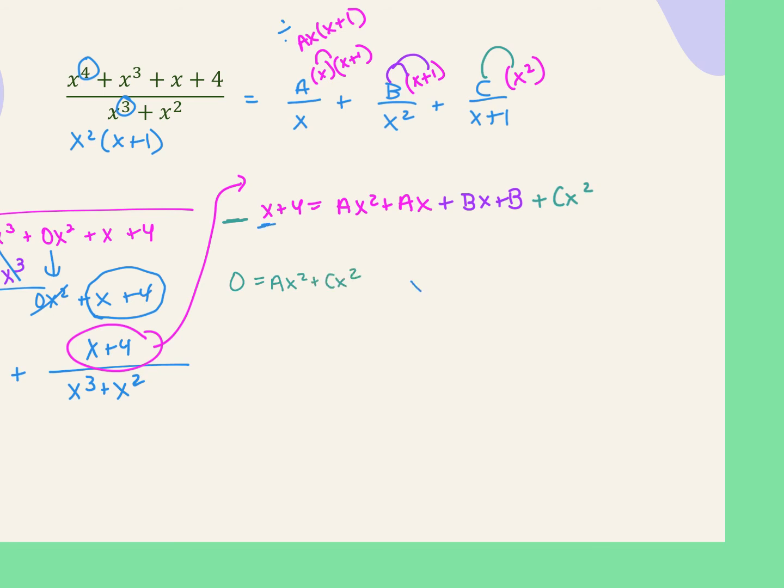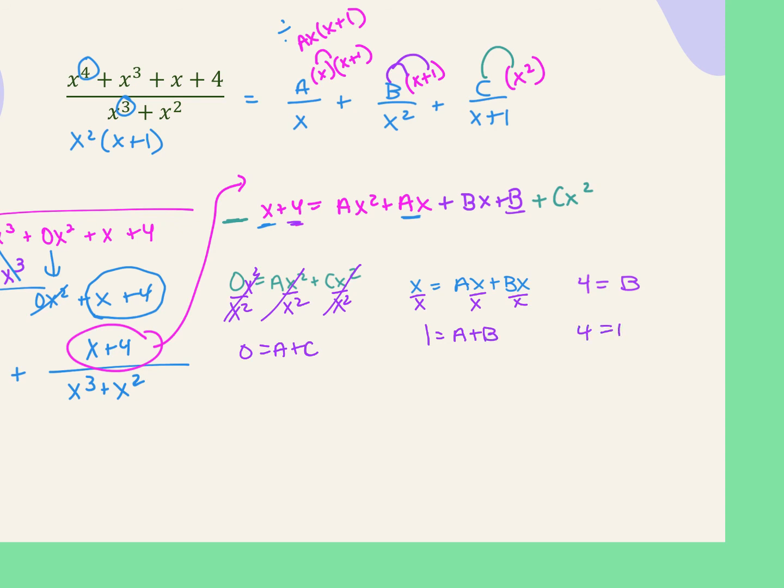The x to the first would set equal to ax plus bx. And the 4 is going to set equal to the only one that's by itself over here, which is b. So I can't divide by the x squared on the left because this doesn't have it yet. So if I had 0x squared like that, then I would divide everything by x squared, cancels it out, and I get 0 equals a plus c. Come over here, divide everything by x, and I get 1 equals a plus b.